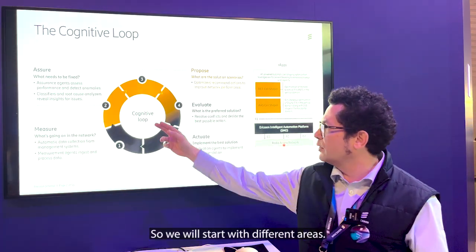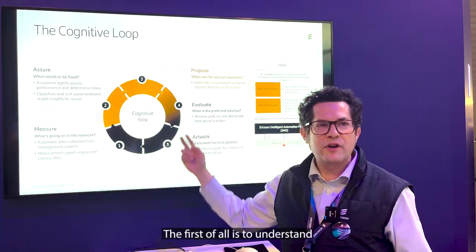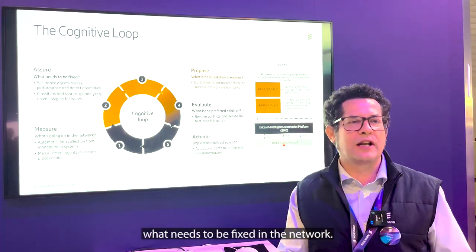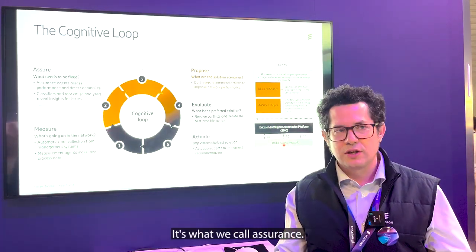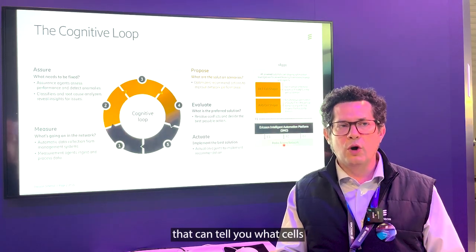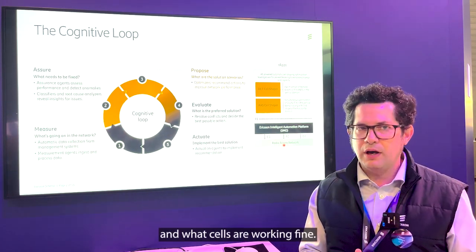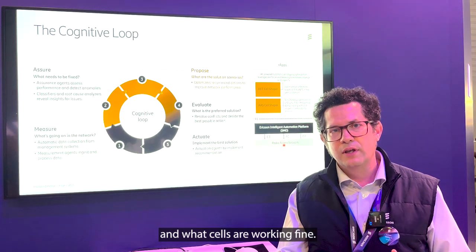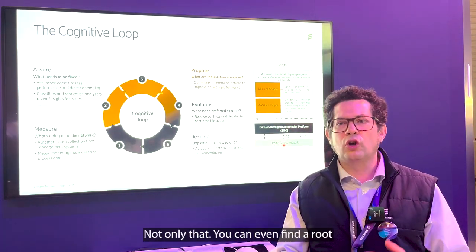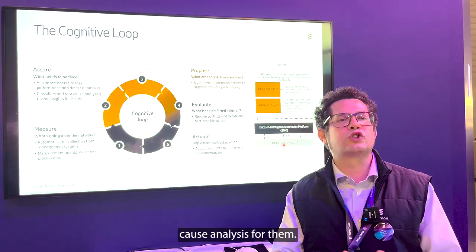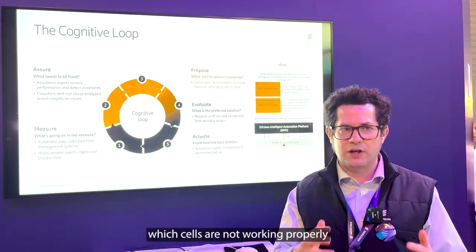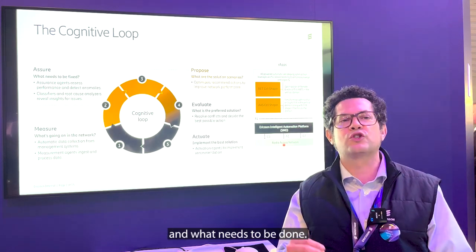We'll start with different areas. The first is to understand what needs to be fixed in the network. It's what we call assurance. So we have a set of rApps that can tell you which cells are not working well and which cells are working fine, what problems you have, and even make a classification. Not only that, you can even find a root cause analysis for them. So that will be the first step: know which cells are not working properly and what needs to be done.